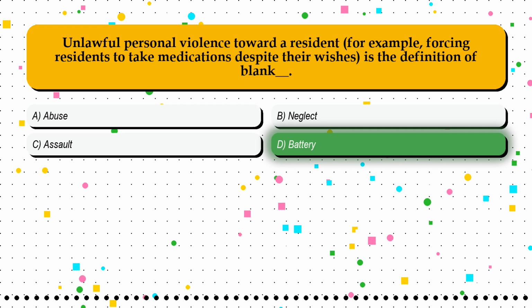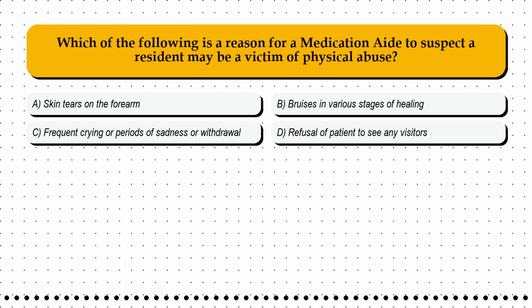The correct answer is option D. Battery. Question 58. Which of the following is a reason for a medication aide to suspect a resident may be a victim of physical abuse? Option A. Skin tears on the forearm. Option B. Bruises in various stages of healing. Option C. Frequent crying or periods of sadness or withdrawal. Option D. Refusal of patient to see any visitors.